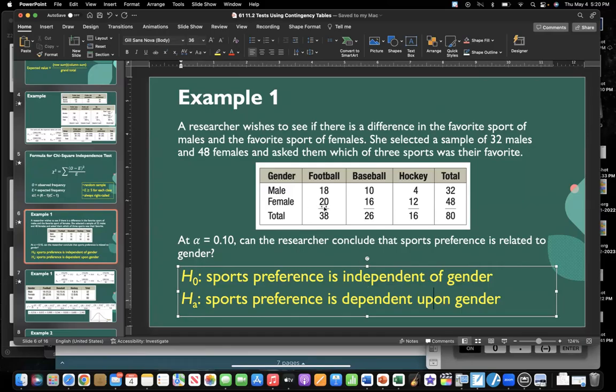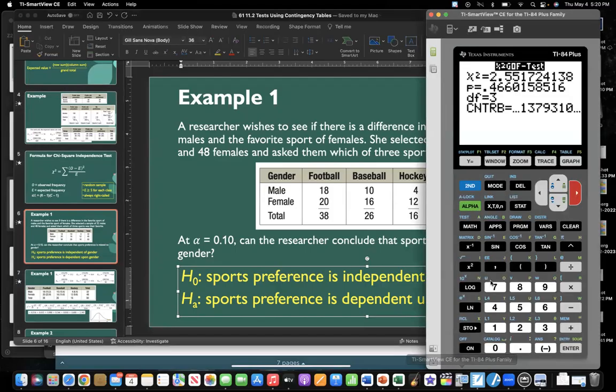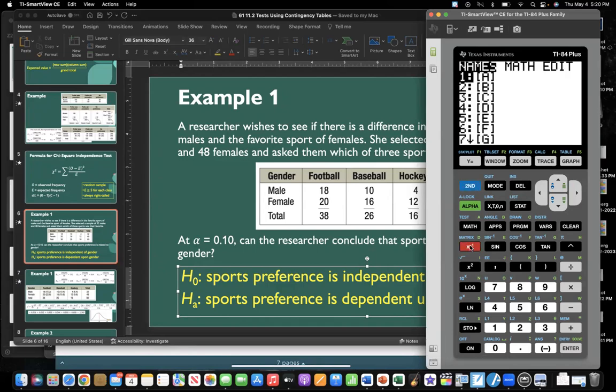My alternative, what we're trying to prove, is that sports preference is related or dependent upon gender, so they are dependent. So the way we want to deal with this is you want to put this into your calculator, but since we have 2 rows and 3 columns, I can't just do L1, L2, we have to use a matrix. So if I go to matrices, right above this key, we click on second, x inverse, you see mine are all blank. So if I go to edit, I put it into A, and remember it's rows times columns.